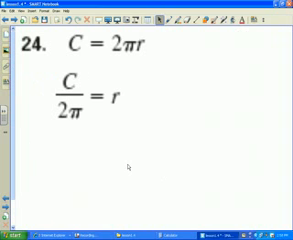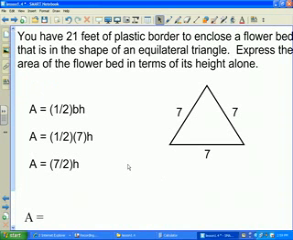So the circumference of a circle: that formula is circumference is equal to 2 pi times the radius. To solve that formula for the radius, I simply divide both sides of the equation by 2 and divide both sides of the equation by pi, and I get that the radius is equal to circumference divided by 2 pi.